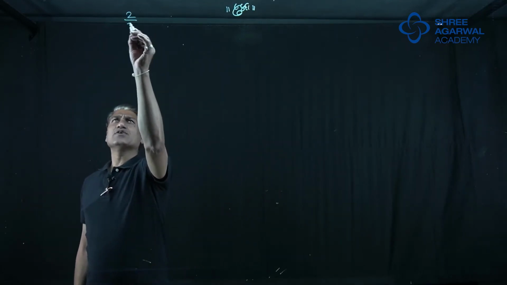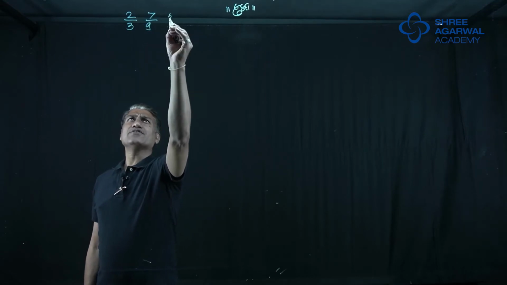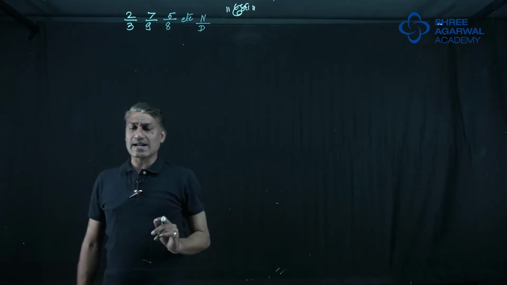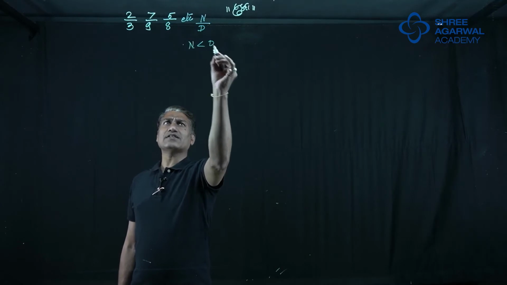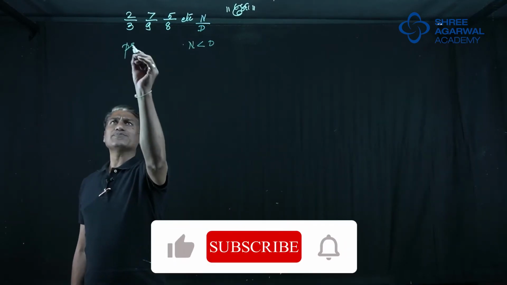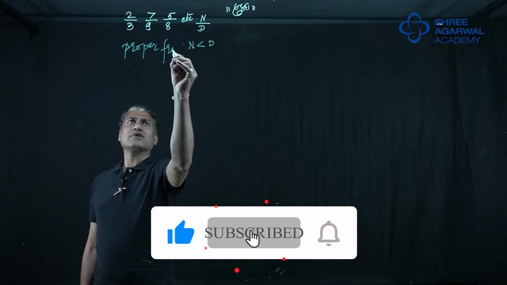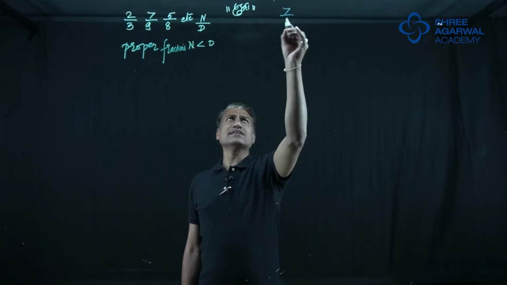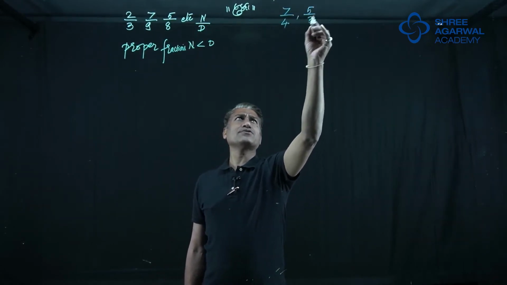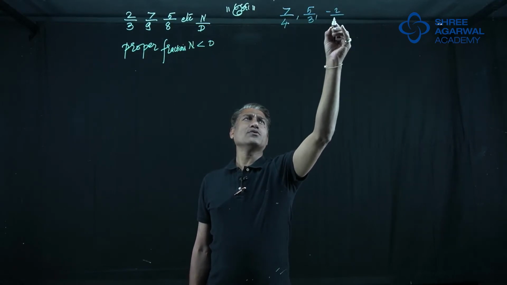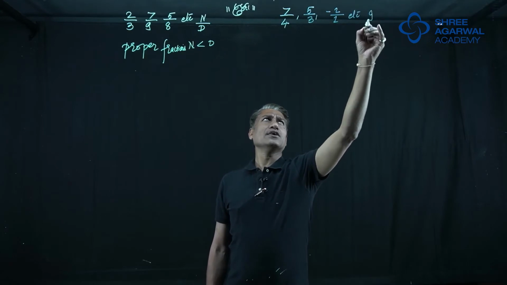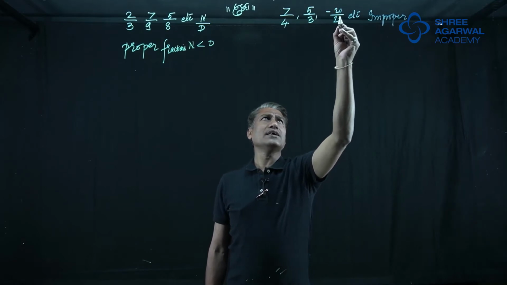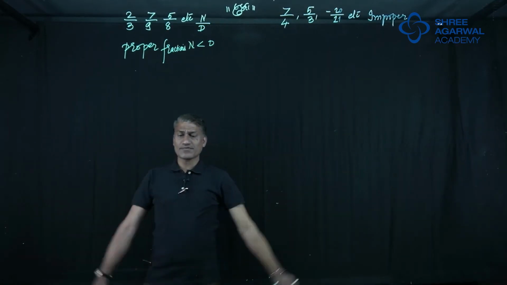Proper fractions means 2 upon 3, 7 upon 9, 5 upon 8, etc., where the numerator is always smaller than the denominator. So they are called proper fractions. But there are some fractions like 7 upon 4, 5 upon 3, minus 2 upon 1, and I would write minus 20 upon 11. They are all improper fractions.